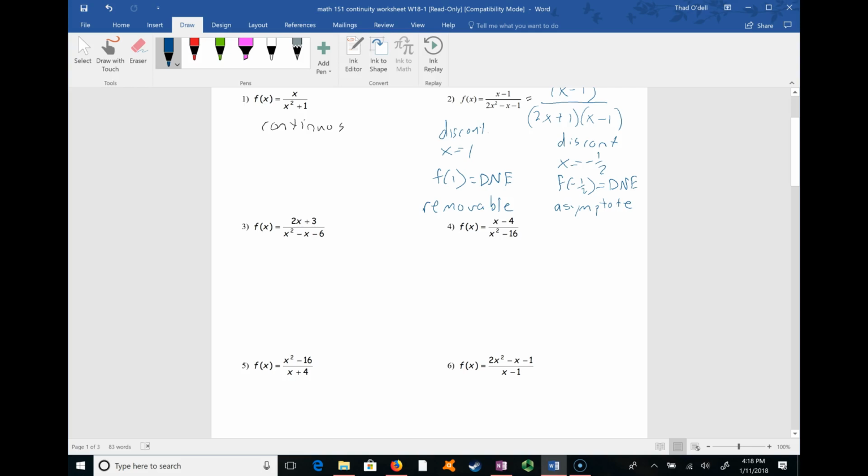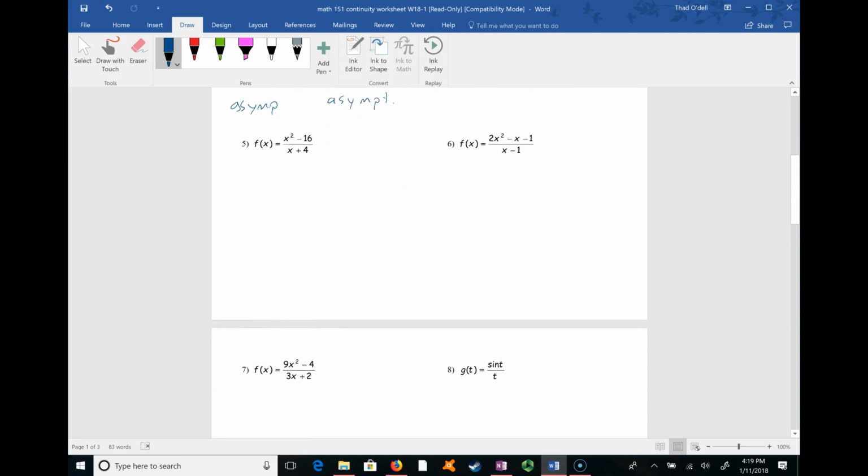Moving right along. On this one, again, I would factor it first. The 2x plus 3 is already factored. The bottom would factor into x and x and 2 and 3. We want a negative 3 and a positive 2. So notice nothing will cancel at the top, so both of those discontinuities are going to be asymptotes. So we have a discontinuity at x equals negative 2 and one at x equals 3, and in both cases none of the parts of the definition pass. So I'll just pick this one, it's easiest to write. They both are asymptotes.